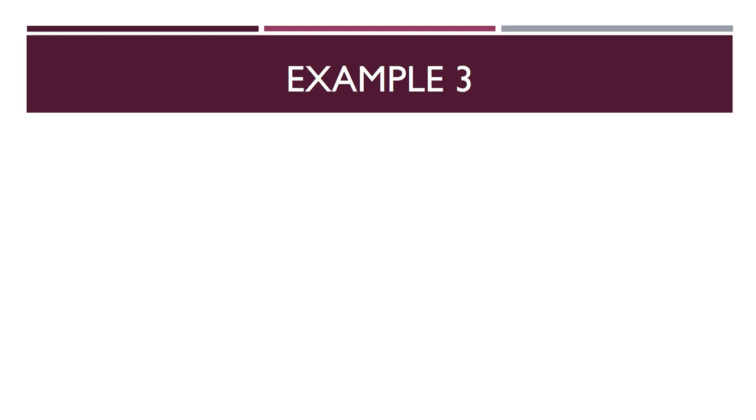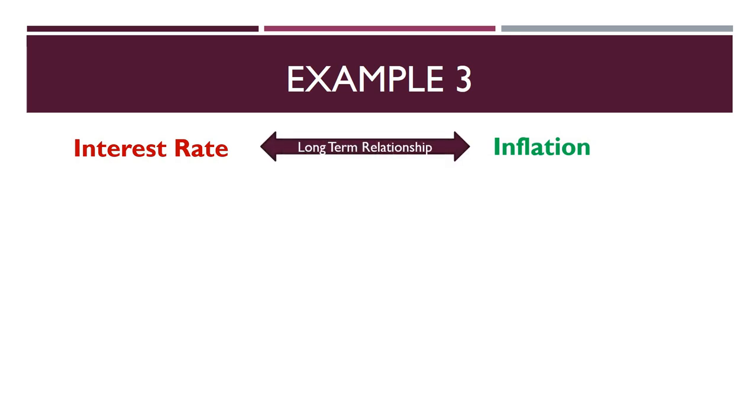Okay, jokes apart, now let's come to an example with the help of economics. Let's say I have two variables, interest rate and inflation, and these two have a long-term relationship. If you have the background of economics, you will see that there are monetary and fiscal policies where the government is going to adjust it.